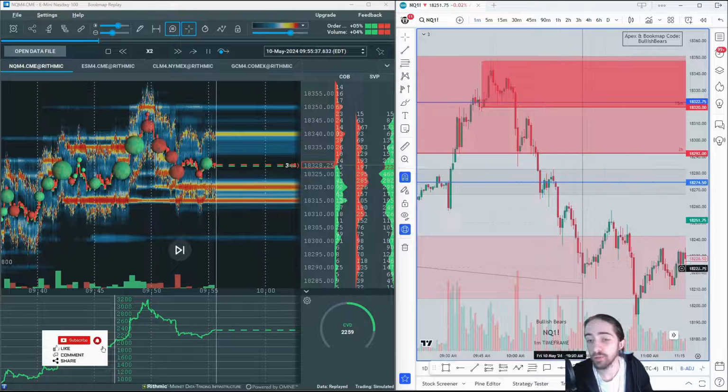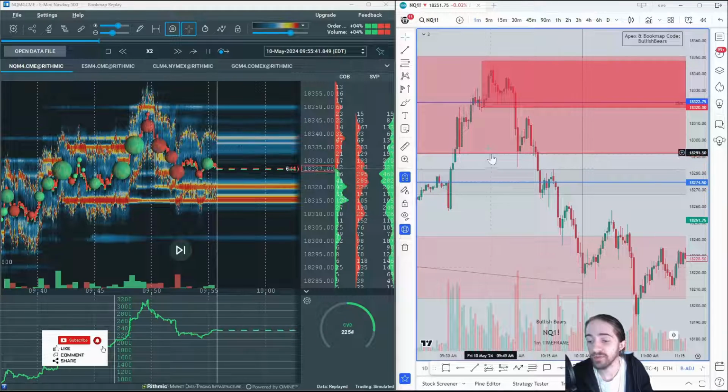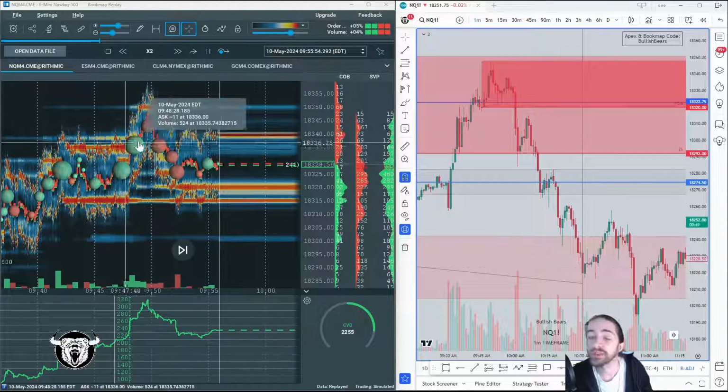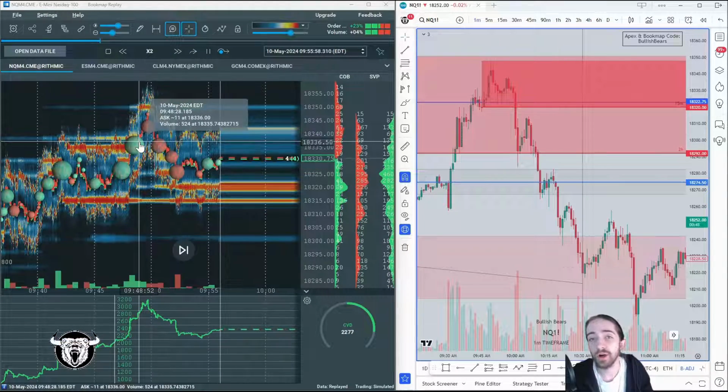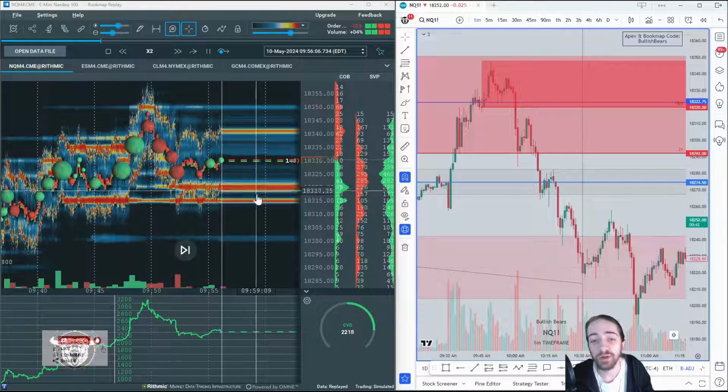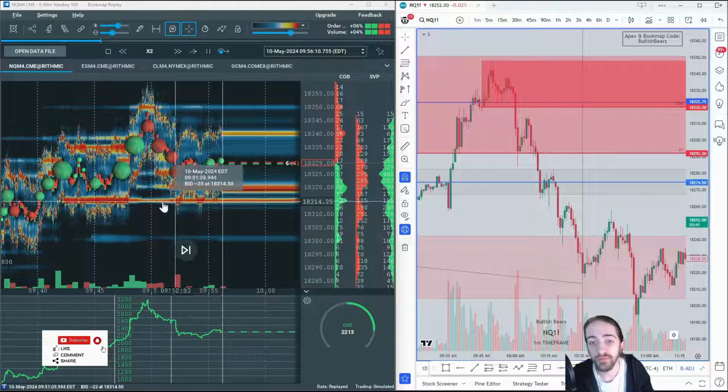So instead of wondering, is this a lot of volume for buyers? Is this a lot of volume for sellers? We could see, okay, this was a lot of selling volume. This was a lot of buying volume. And we could see our buyers trapped at this point, our sellers trapped at this point, and we could also see how strong some of the levels are.